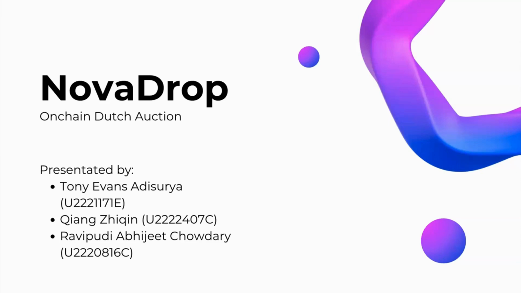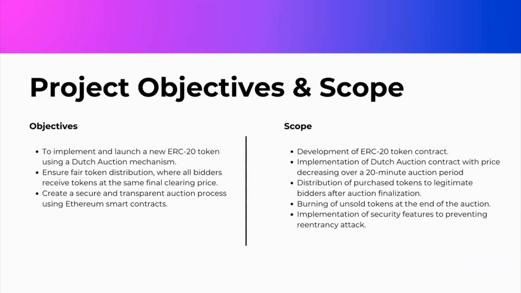Hi, we are NovaDrop. We'll be sharing about our project in creating a decentralized Dutch auction platform built on the Ethereum chain. So our main objective in this project was to launch a new ERC20 token using a Dutch auction model. Unlike a traditional auction where prices go up, in a Dutch auction the price starts high and decreases over time.